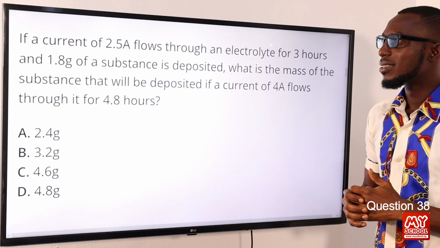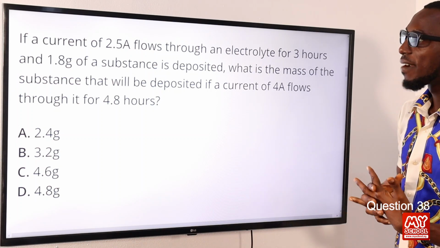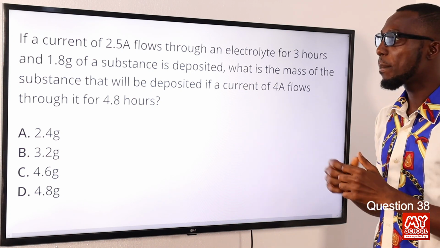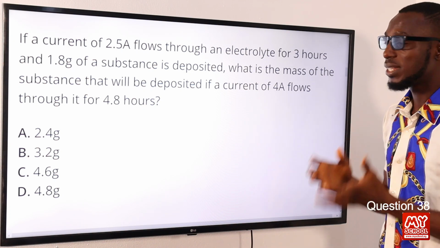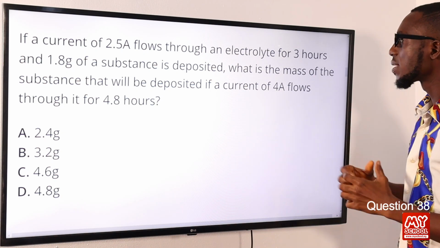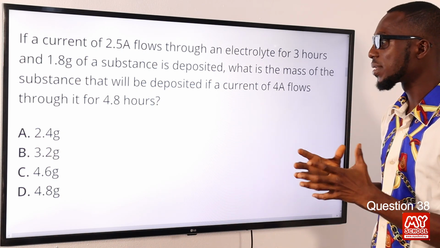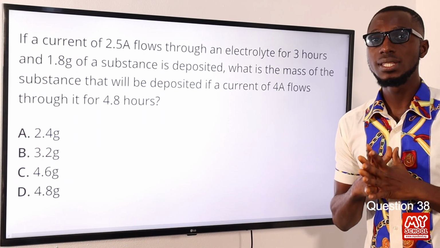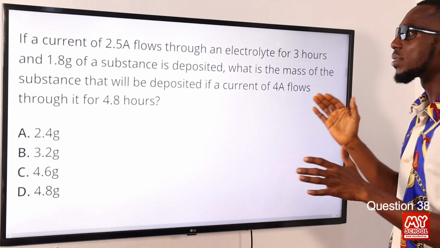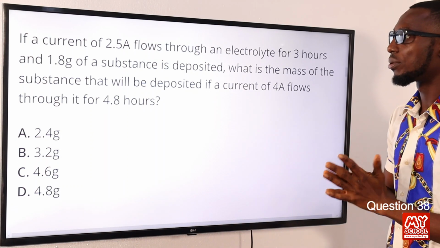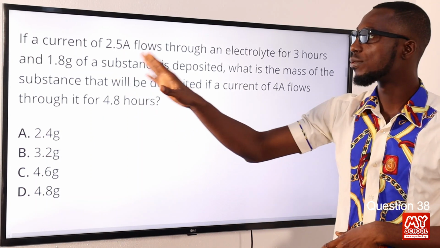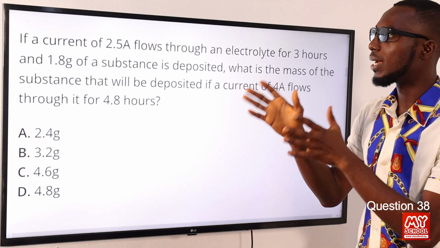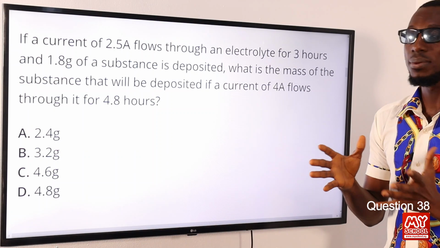Number 38. If a current of 2.5 amperes flows through an electrolyte for 3 hours and 1.8 gram of a substance is deposited, what is the mass of the substance that will be deposited if a current of 4 amperes flows through it for 4.8 hours? It is very important that we segment this presentation. At first, we are told a current of 2.5 amperes flows through an electrolyte for 3 hours, and 1.8 gram of a particular substance is deposited.